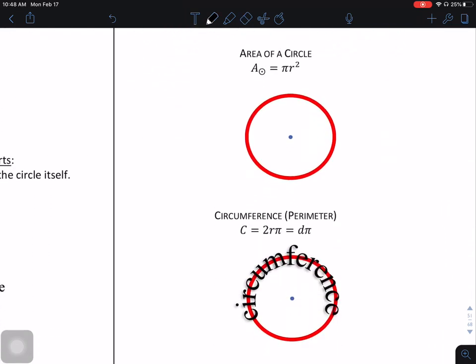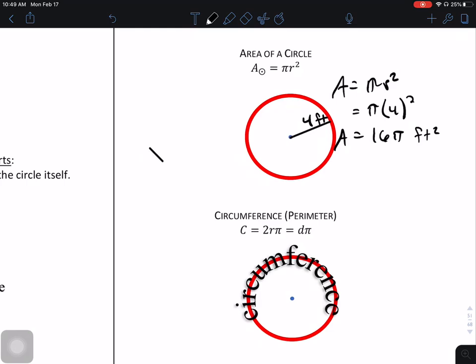Area of a circle and circumference of a circle. To find the area of a circle, you take the radius and square it, then you multiply it by pi. So area is pi r squared. In this case, the radius is 4. Let's say it's 4 feet. 4 squared is 16. Area is measured in squares, so this is 16 pi square feet. It literally means, when you're finding area, how many of these squares that are 1 by 1 can you fit inside of this?